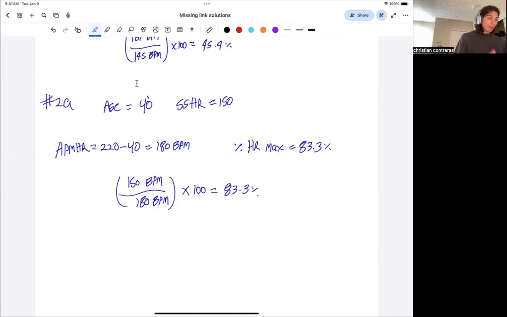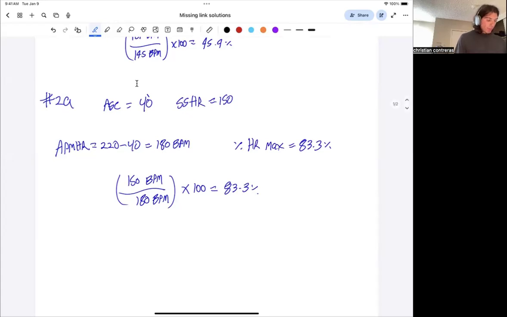Now we can take that and we can just throw that into our formula to get the percentage of VO2, where we know that percent VO2 max is equal to 83.3 times 1.28 minus 28.12. And if we do that, we're going to see that it equals 78.5% of VO2 max.